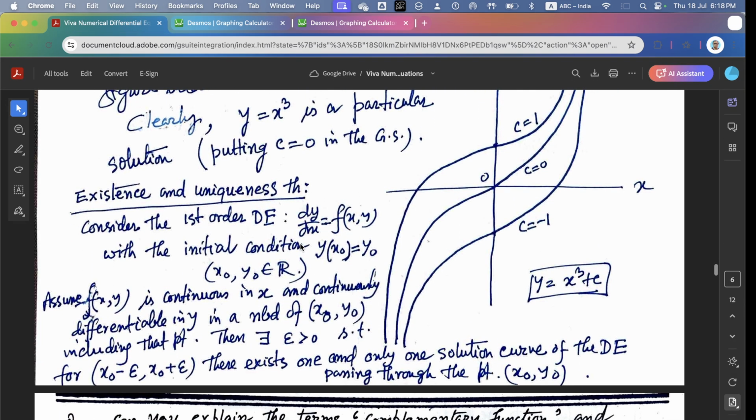Existence and uniqueness theorem: consider the first order differential equation dy/dx = f(x,y) with initial condition y(x0) = y0, where (x0, y0) belongs to the real numbers. Assume f(x,y) is continuous in x and continuously differentiable in y in a neighborhood of (x0, y0), including that point. Then there exists a positive epsilon such that for the interval (x0 minus epsilon, x0 plus epsilon), there exists one and only one solution curve of the differential equation passing through the point (x0, y0). This is the existence and uniqueness theorem.